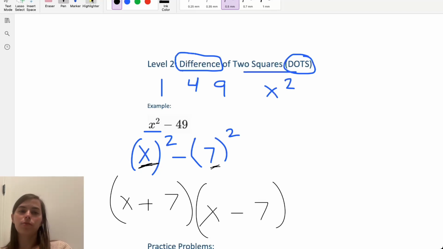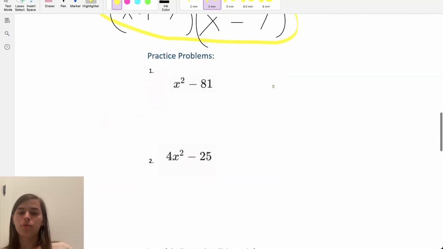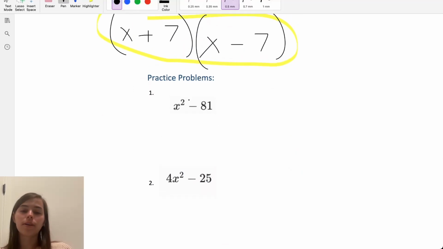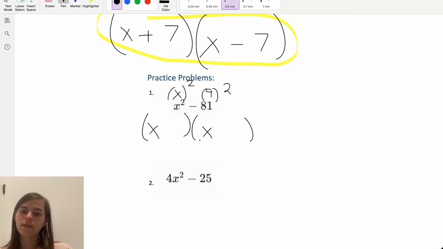This is our fully factored form right here. Okay, so now let's try a few practice problems with that now that we've seen the example. So now we've got x squared minus 81. This is x squared. This is 9 squared. We're just going to set up our two parentheses, put an x and a 9 and a 9, a positive and a negative, and we're done.